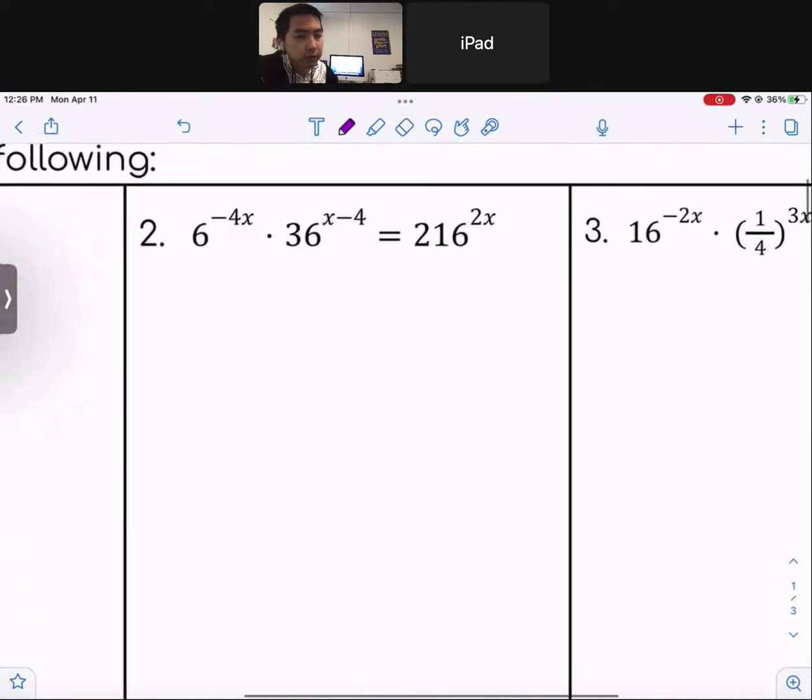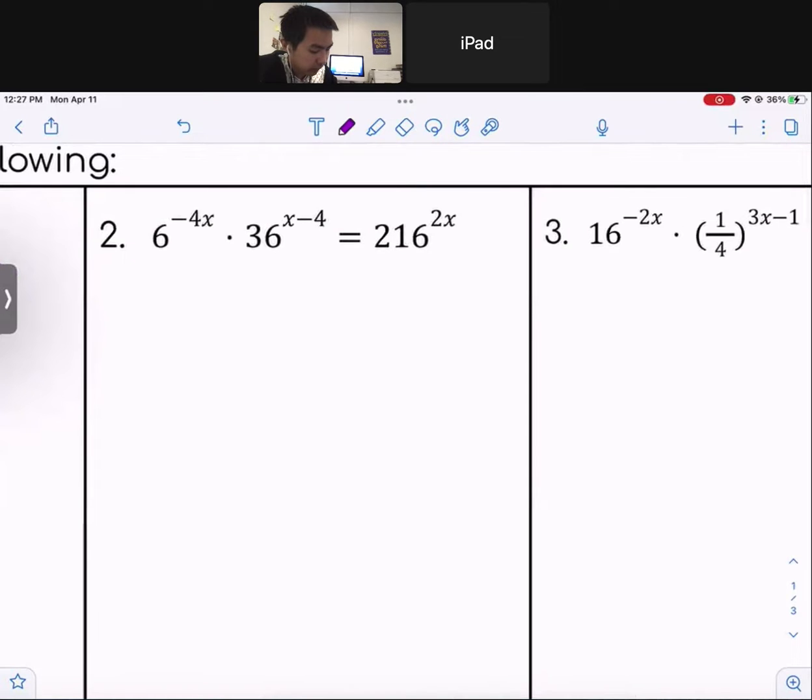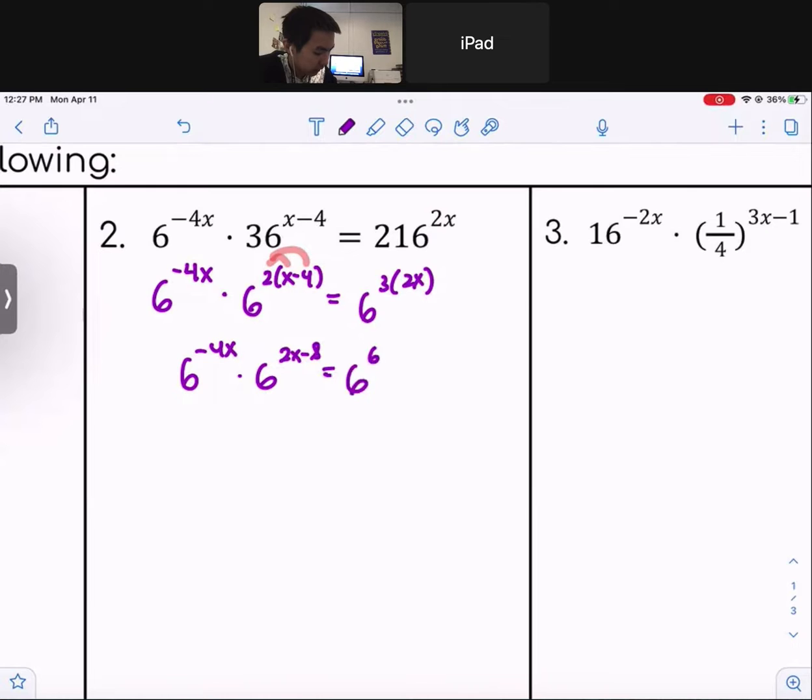Number 2, we have to get common bases, so all of these can be 6. 36 is 6 to the second times x minus 4, and 216 is 6 to the third times 2x. So let's simplify this down. Distribute this, so we get 2x minus 8 equals 6 to the 6x. Now we just have to represent this side by 1 base of 6. Since it's 6 times 6, we just add the exponents together.